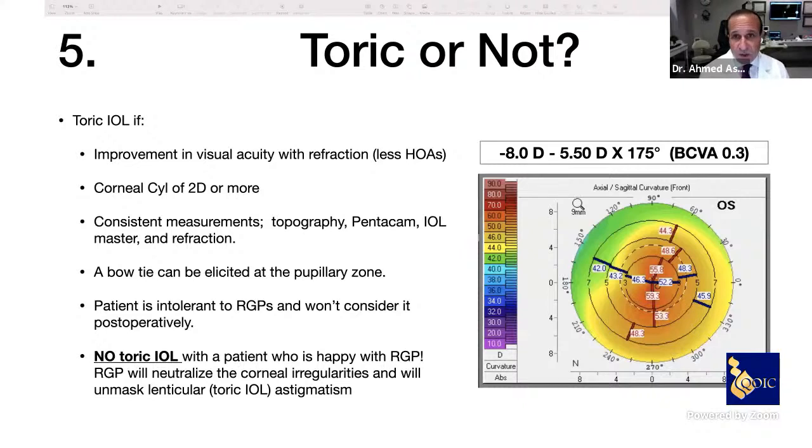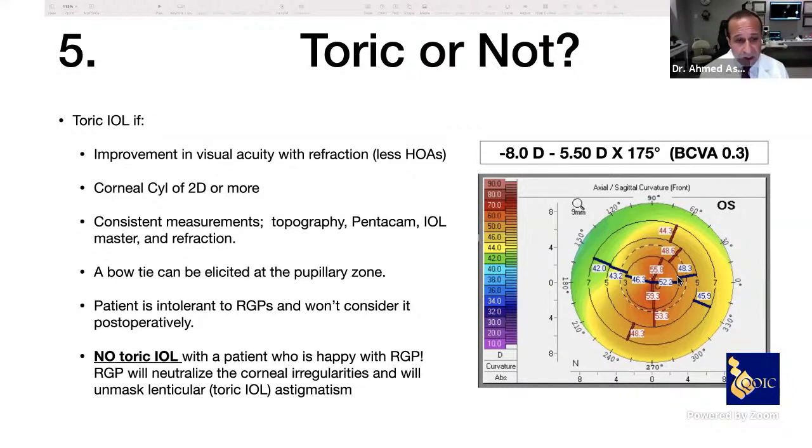Now, the final question: whether to use the toric IOL or not. We can use the toric IOL if there is improvement in the visual acuity with refraction. That means the cornea suffers a lesser amount of higher order aberrations, the corneal cylinder is 2 diopters or more, and there are consistent measurements between the topography, Pentacam, IOL, and sometimes refraction if available. Or we can use it if a bow tie can be elicited in the central pupillary zone of the cornea, as you can see in this example.